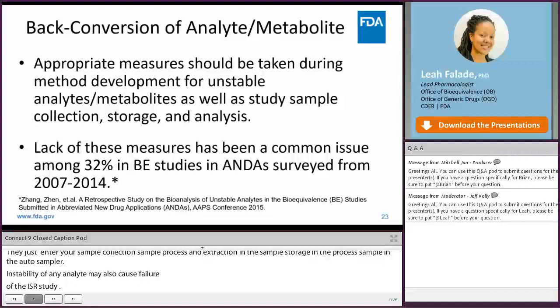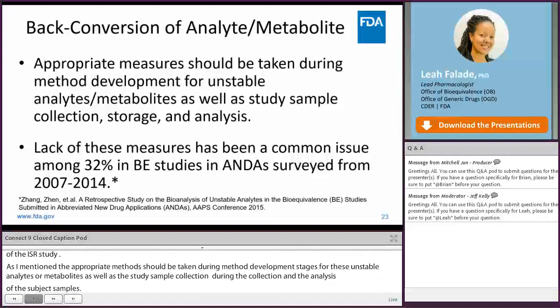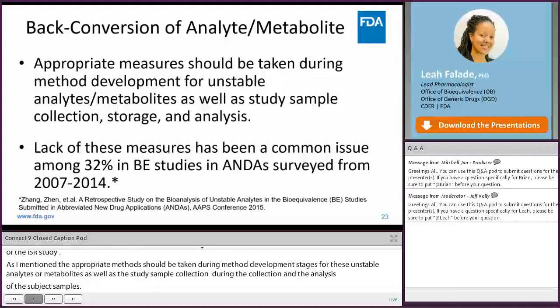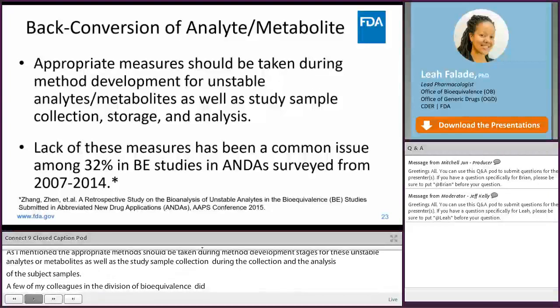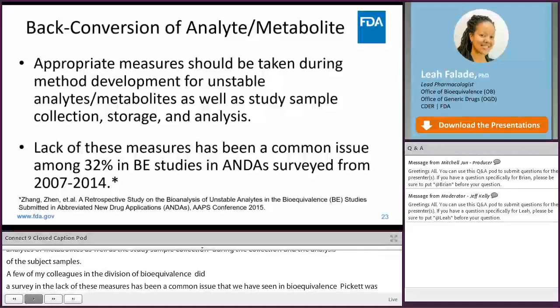A few of my colleagues in the Division of Bioequivalence did a survey from 2007 to 2014, and the lack of these measures has been a common issue we've seen in bioequivalence. It was seen in 32% of BE studies in ANDAs submitted to us for review. So it's very important to take care of this back conversion during method development before you start running your in vivo BE study samples.